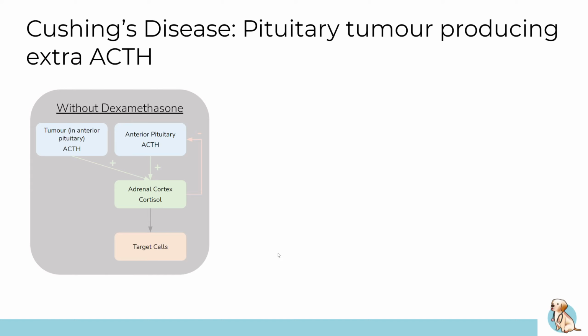Okay, now we'll look at Cushing's disease. So this is when you have a pituitary tumor producing extra ACTH. So that's why I added this box over here. So your tumor is producing a lot of ACTH, which is increasing the secretion of cortisol. But your cortisol is only acting on the normal cells in the anterior pituitary producing the ACTH. So there's still going to be a very high level of ACTH from both sources and a very high level of cortisol.